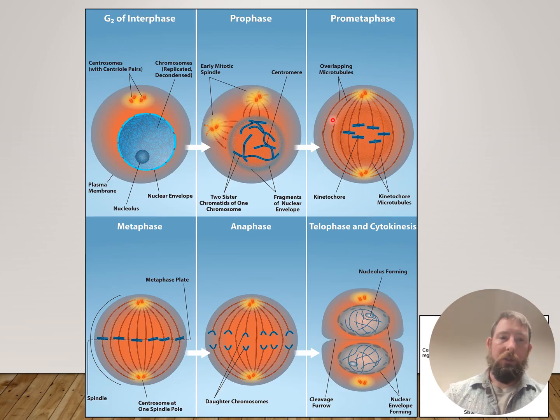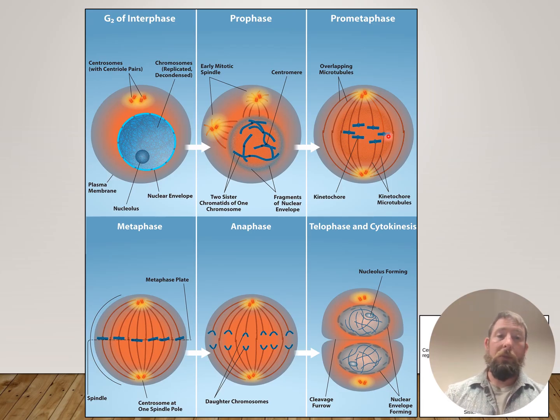In prometaphase and metaphase, the nuclear envelope is totally disintegrated. The chromosomes are just loose in the cell, and the centrosomes have already lined up on either side of the cell. Basically, now there is one end, or one pole, as they're typically referred to. So there's one pole and the other pole of the cell.